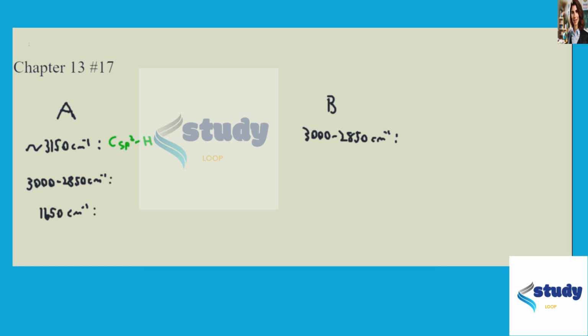Then we have an area of peaks between 3000 and 2850 wave number. That is going to correspond to an sp3 hybridized carbon, so a C(sp3)-H bond. And then a peak at 1650 wave number.